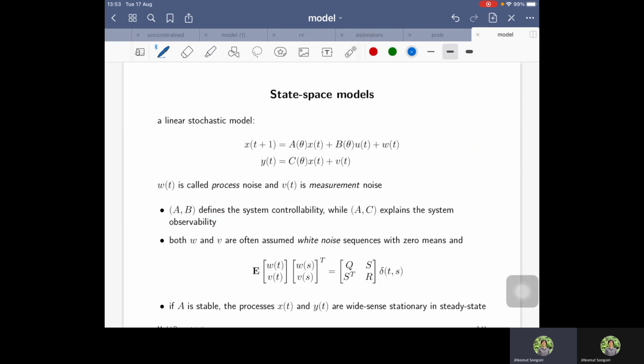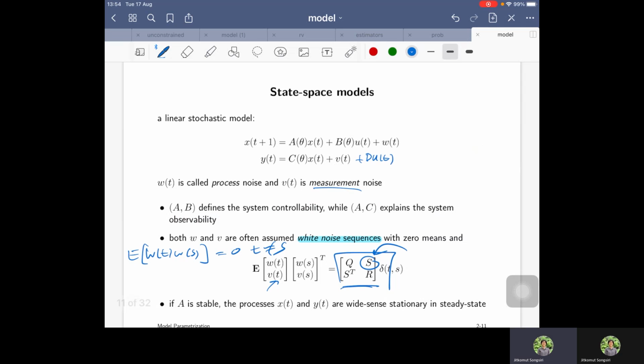In the context of estimation theory, when we use the state space equation like this, the process noise and the measurement noise are often assumed to be white noise sequences, which again means that the expectation of W_t W_s will be 0 when t is not equal to s. And the process and the measurement noise may have correlation, and that's what we assume here, that the covariance of these two noises is explained in this covariance.